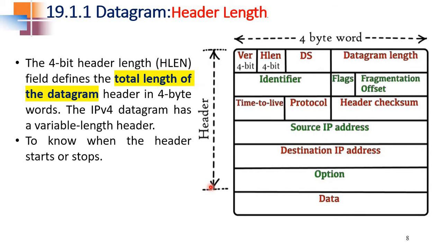In this header, we're going to have the complete information about the version, data size, flags, fragmentation, up to the source address, destination address, and options. This is the complete size of the header, and this is the complete size of the datagram. Datagrams are the complete packets. We are going to define what the starting and ending bytes of the header are, and that is what we are going to see here.